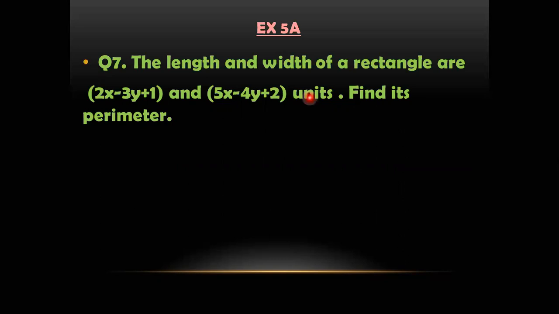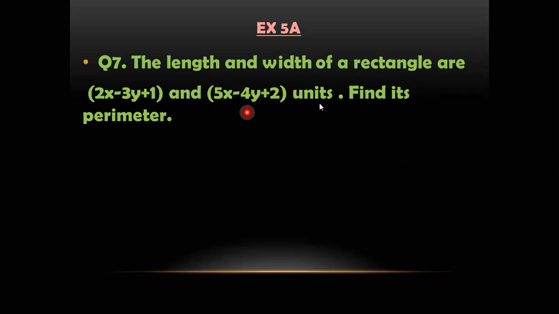The length and the width of the rectangle. Rectangle में length ज़्यादा होती है और width कम होती है, और हमें मालूम नहीं है कि वो numbers में क्या है, but in expressions it is given to us. So here we can see how algebra is connected with arithmetic, and that is why it is called a generalization of arithmetic.